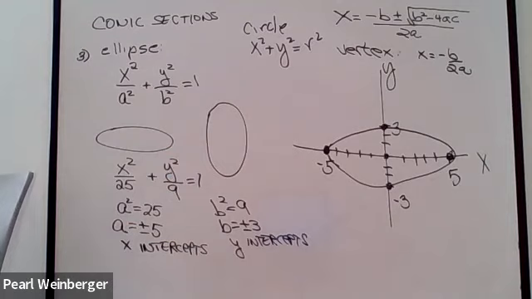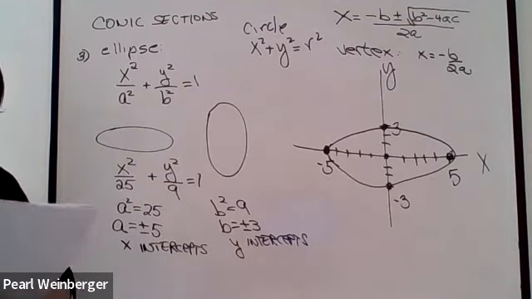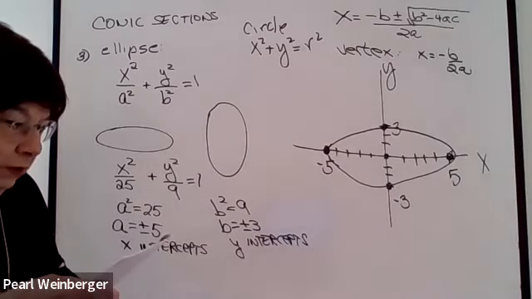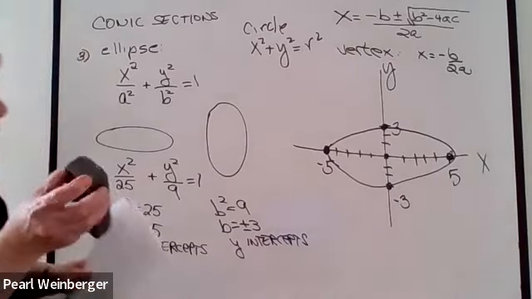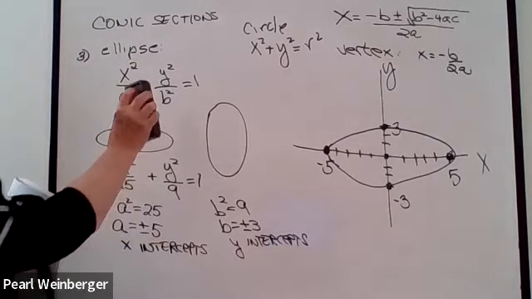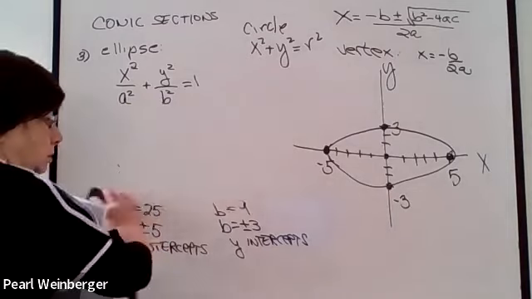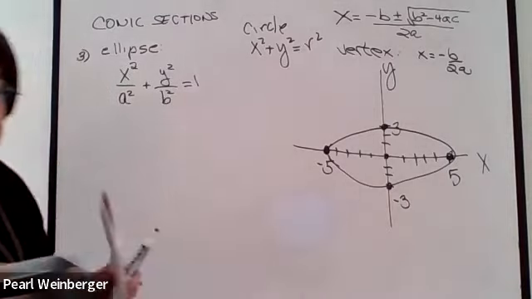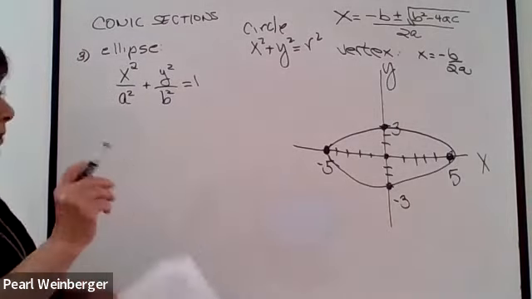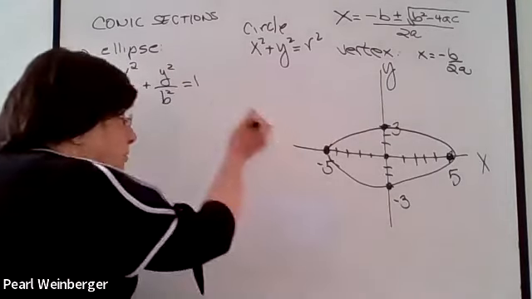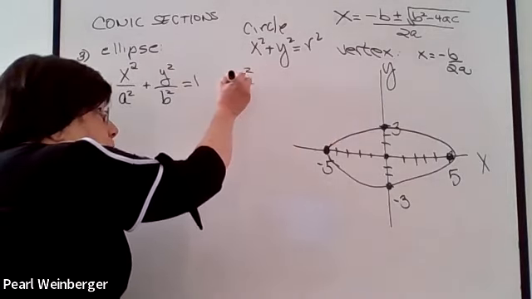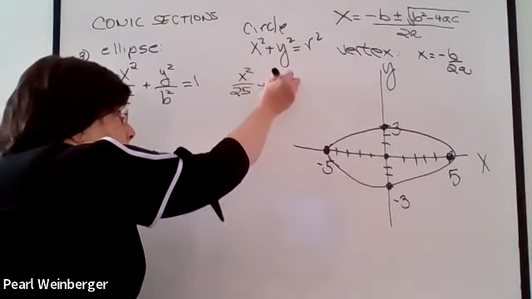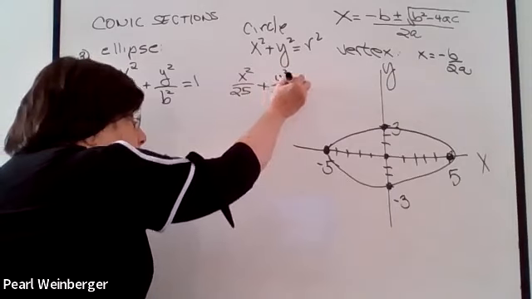Okay, so I'm going to give you one to try. But before I give you one to try, let's go back to this. This is our x squared over 25 plus y squared over 9 equals 1.